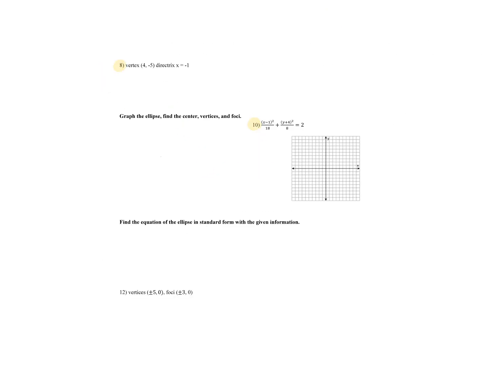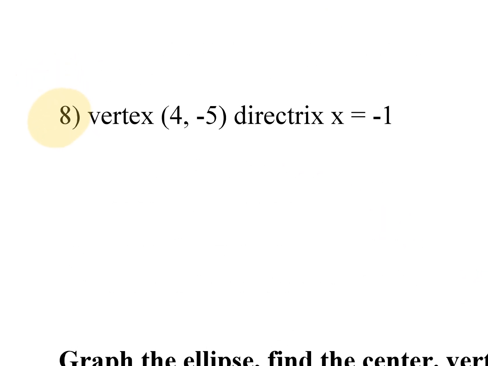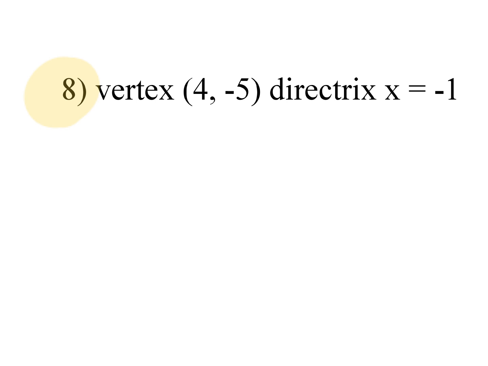Perfect. Let's look at number 8 on the next page. So here our vertex is at (4, -5). So let's graph that. We're going to go to the right 4 and down 5. And then our directrix is x equals -1. So I'm going to go to where x is -1 and put a line through there.